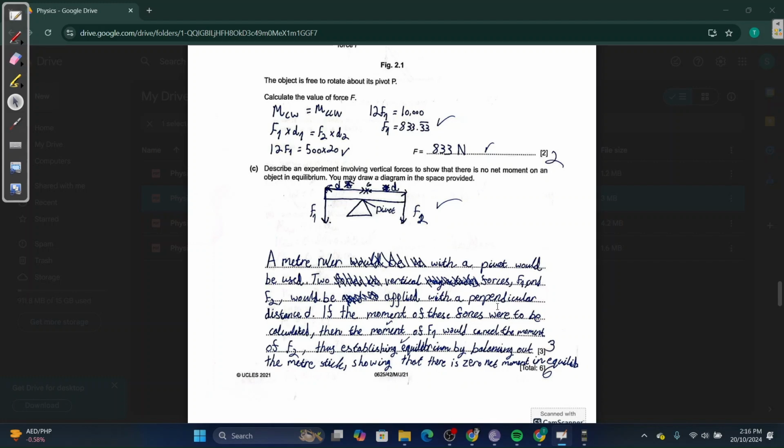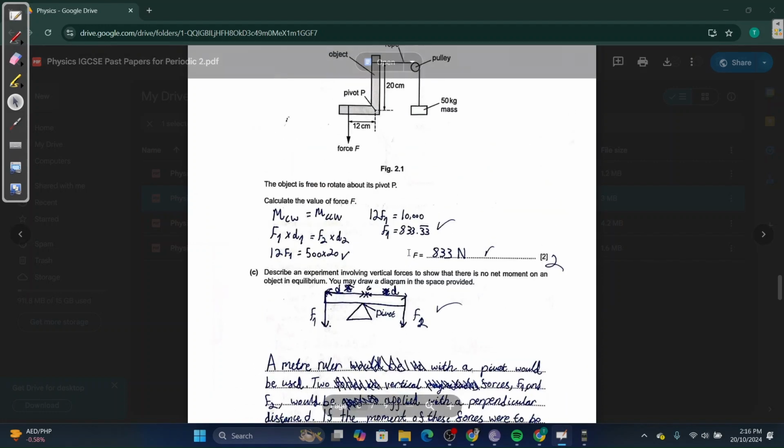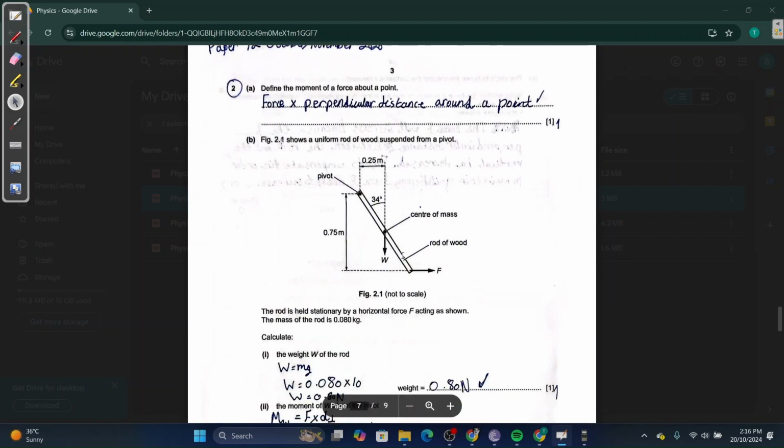Now, if you calculate these moments, you have to show or indicate that you need to calculate the moments in the mark scheme. If the moment was to be calculated, then you'd write the formula. I didn't, I just skipped it. The moment of F1 would cancel the moment of F2, which would establish equilibrium, which balances out the meter stick, showing that there is zero net moment in equilibrium, and those are your 3 points. And that's the answer. Okay.